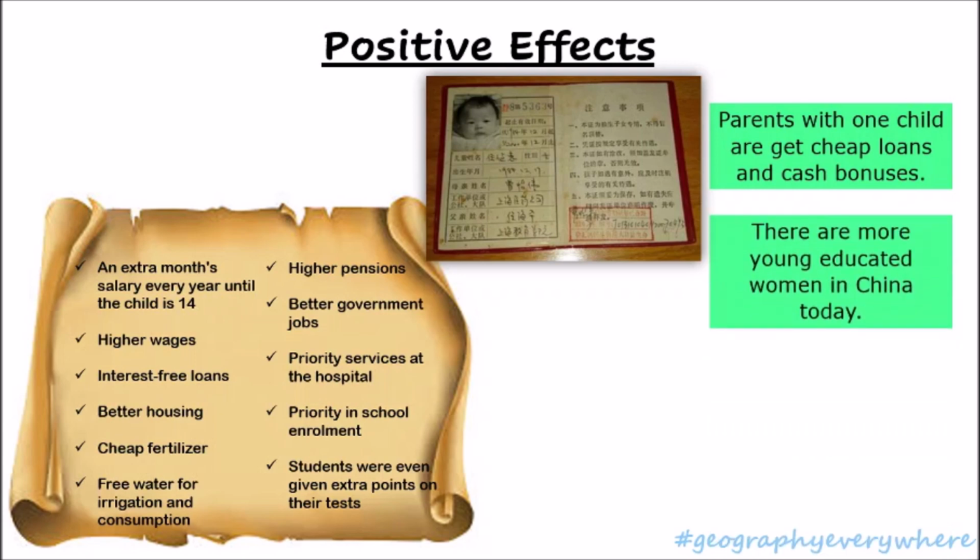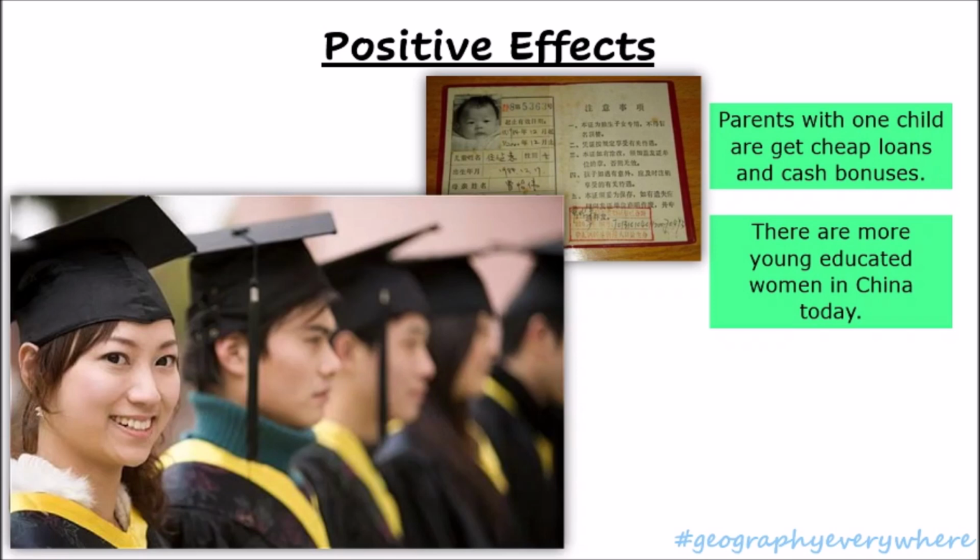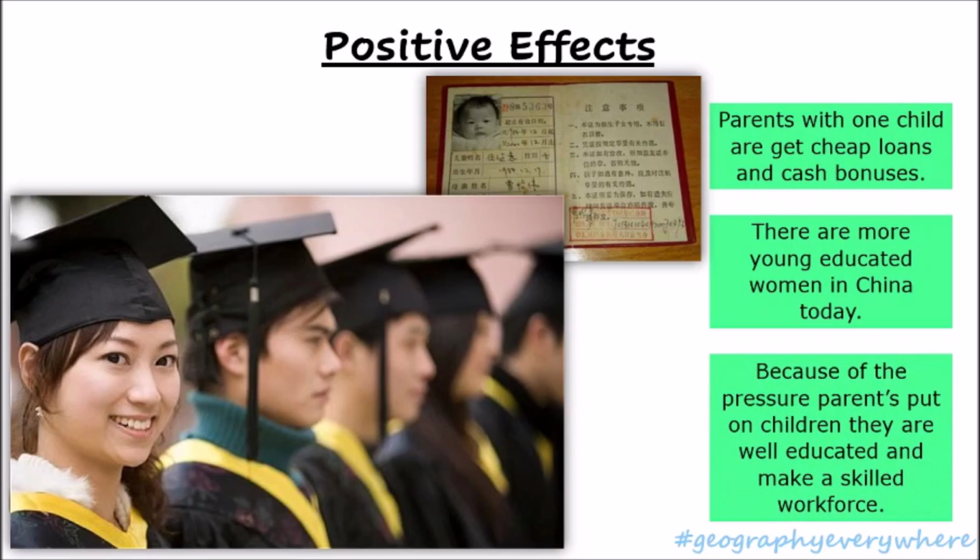Because couples only had one child, they put all their effort and finances into this child. This meant that, unlike the past, they would encourage their daughters to continue studying and go to university. Because of all the pressure parents put on their children, the children that grew up as an only child during the one child policy had all the energy and finances of their parents.